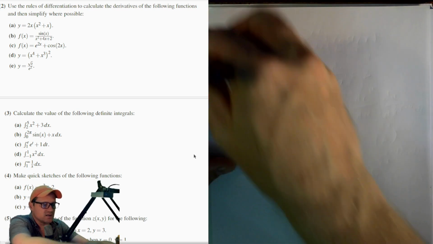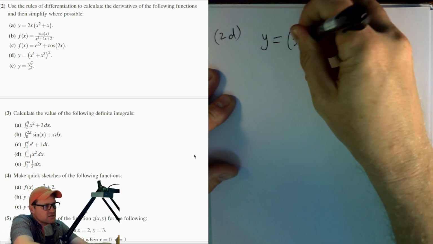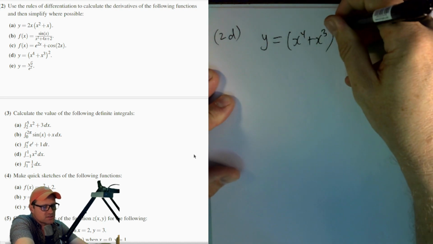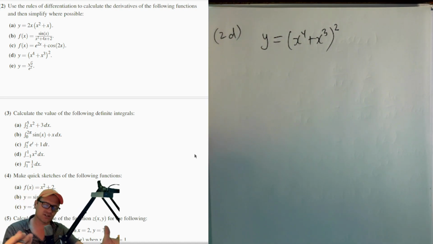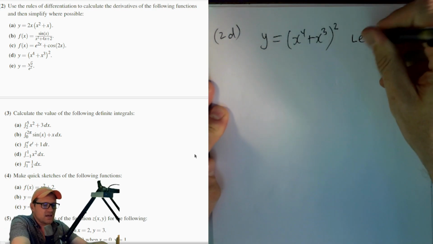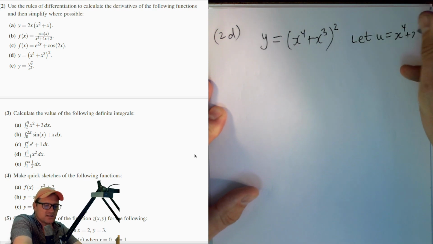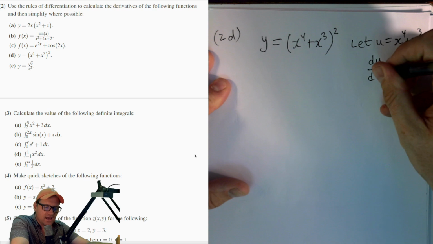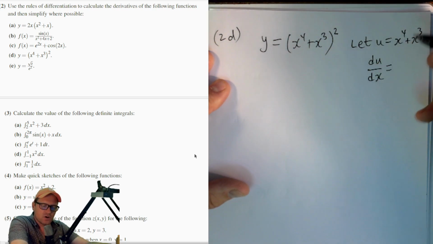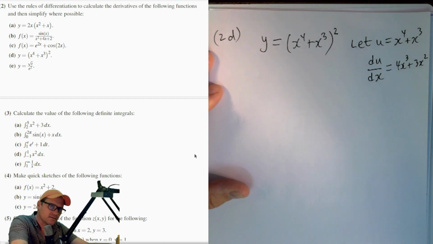So in 2 part D, we have y equals x to the 4th plus x cubed, all to the power of 2. Now it's clear we need to use the chain rule here. We could expand this and then differentiate, but let's use the chain rule. So let u be equal to the inside function x to the 4th plus x cubed. We know we're going to need du on dx in the chain rule. So du on dx is 4x cubed plus 3x squared.